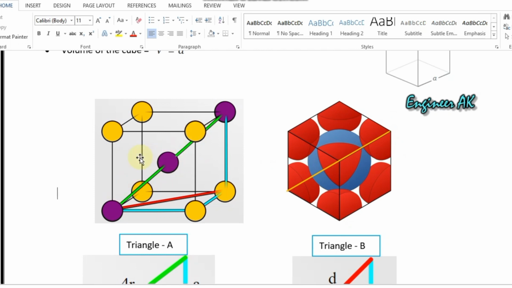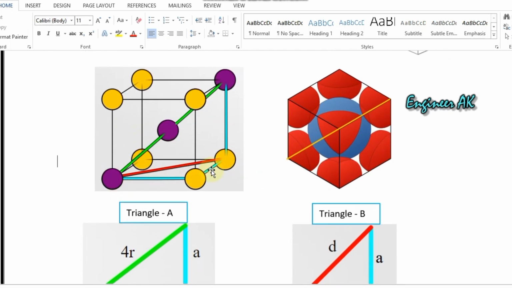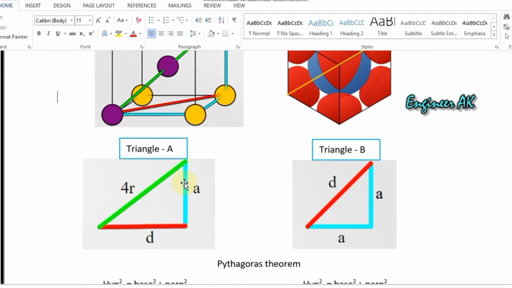In 2D they are not touching each other, but in the 3D model they are touching each other side, right? So this is 4R, and this I am taking as, let's suppose, D. And the blue one, you know that it's a cube, so all sides are the same, A. So 4R, blue one A, and the red one I am taking as D.